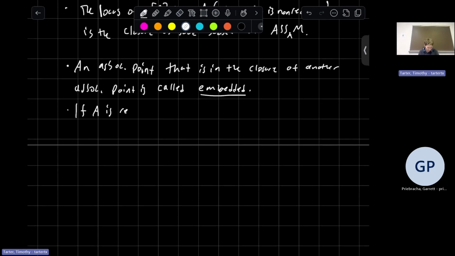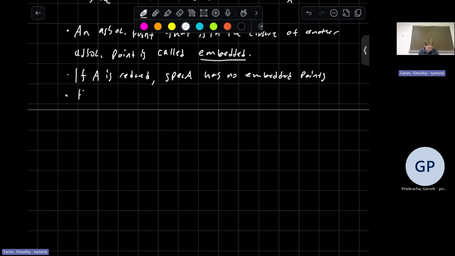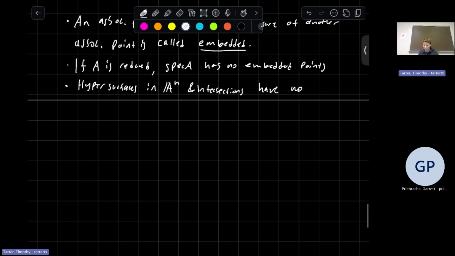If A is reduced, then spec A has no embedded points. Hypersurfaces in A^n and intersections have no embedded points.